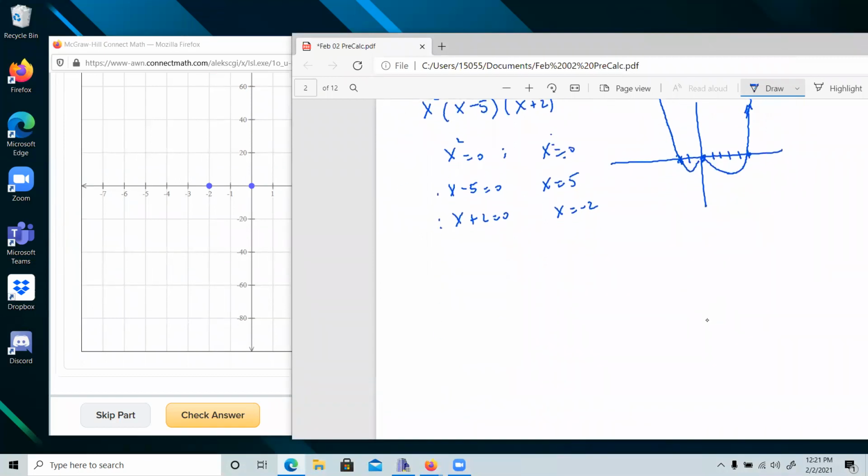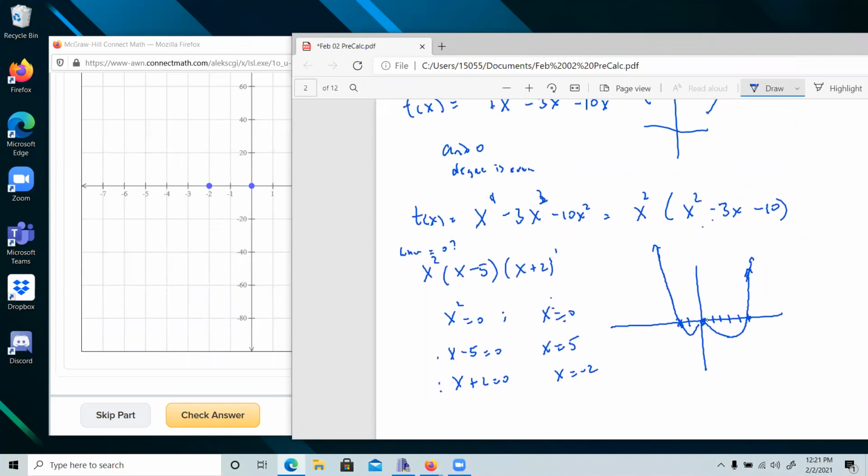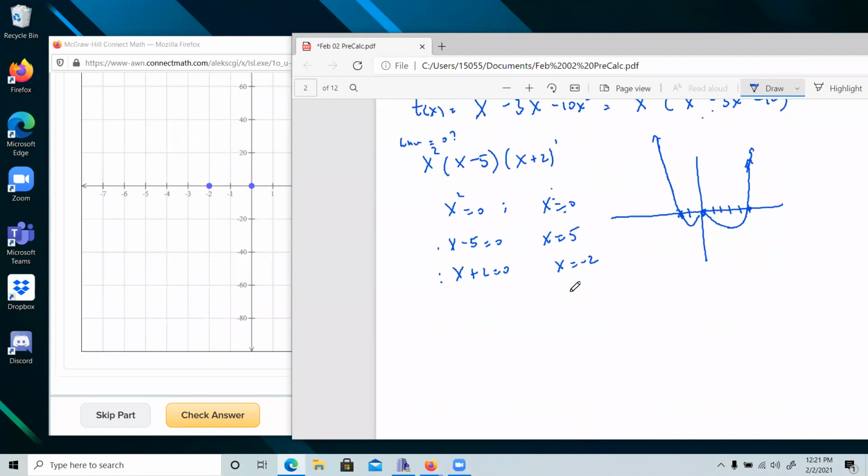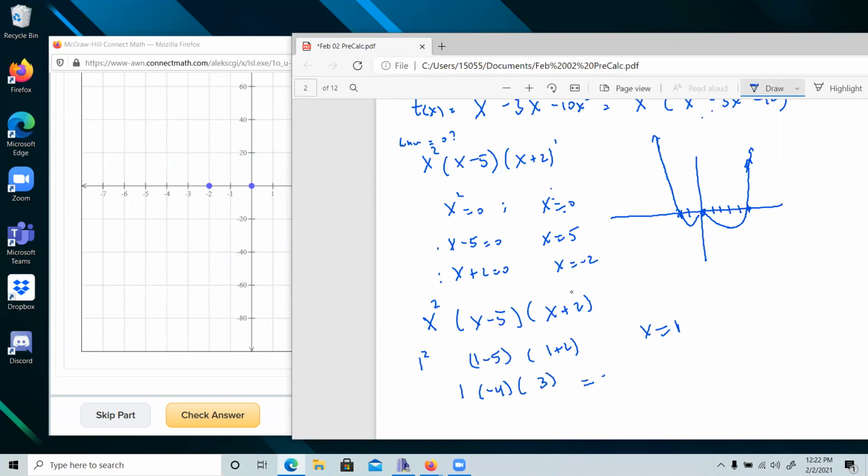Okay, so what are we doing? We're multiplying all these together. Again, you want to put it back and do this, that's fine. But what we have here is x squared, x minus 5, and x plus 2. Why don't we try x equals 1? So we have 1 squared, 1 minus 5, 1 plus 2. So 1 minus 5 is -4. We're multiplying all these together times 3. That looks like -12.